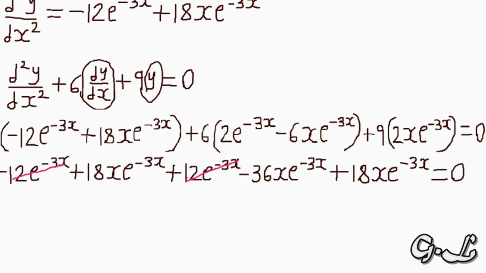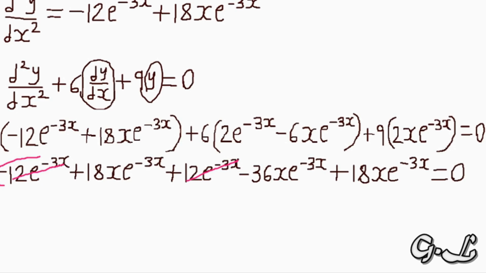We have those which can cancel out easily. We have negative 12 e to the negative 3x, and then we also have positive 12 e to the negative 3x. So when you say negative 12 e to the negative 3x plus 12 e to the negative 3x, it will give you the value of 0. So we're going to simply eliminate those.